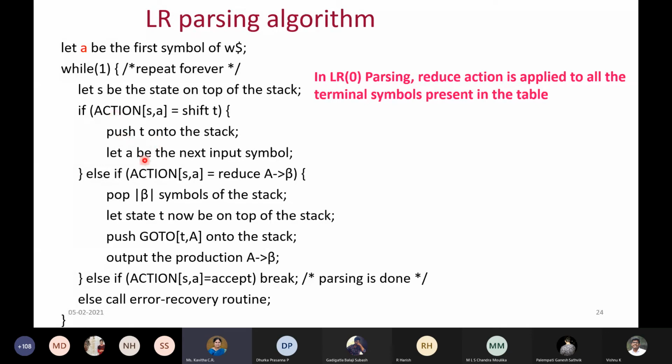Now I have got the next state also. We have pushed the next state, so we can proceed because I have already taken the current input symbol. I will move my pointer towards the right and it will point to the next location. Suppose I had ID star ID, I have taken the first ID, now my input pointer will point to star. So let A be the next symbol. The same name is used here. It will point to the next symbol.